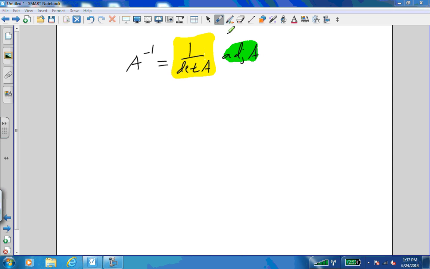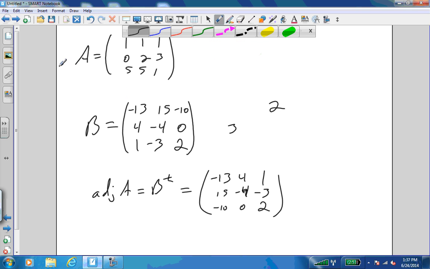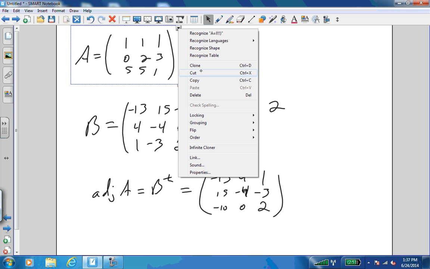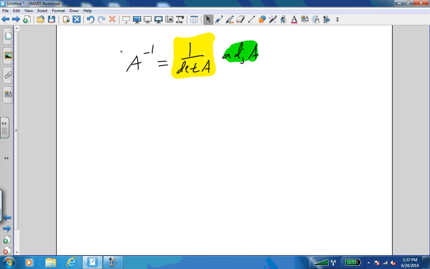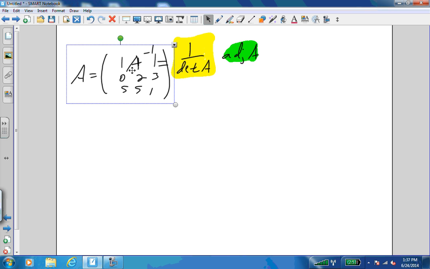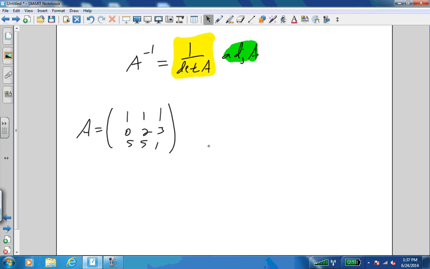So we have our adjoint, we need our determinant. So A was this. So let's bring A over. So if we want the determinant of A, several ways we can do that.